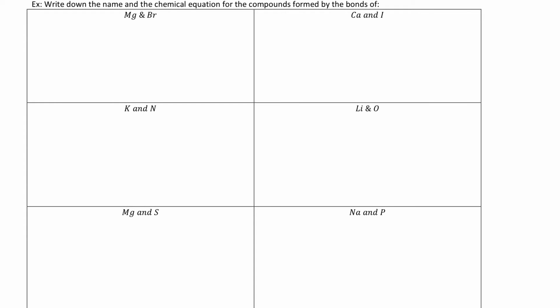Alright, here are some examples that you can try, and I'll go over some of them, and then I'll leave you to try them out, and then you can check your answers. The ones that I'll go over are maybe the more challenging ones. I don't think they're that challenging, but let's go through these two. We're going to go over this one first, magnesium and sulfur.